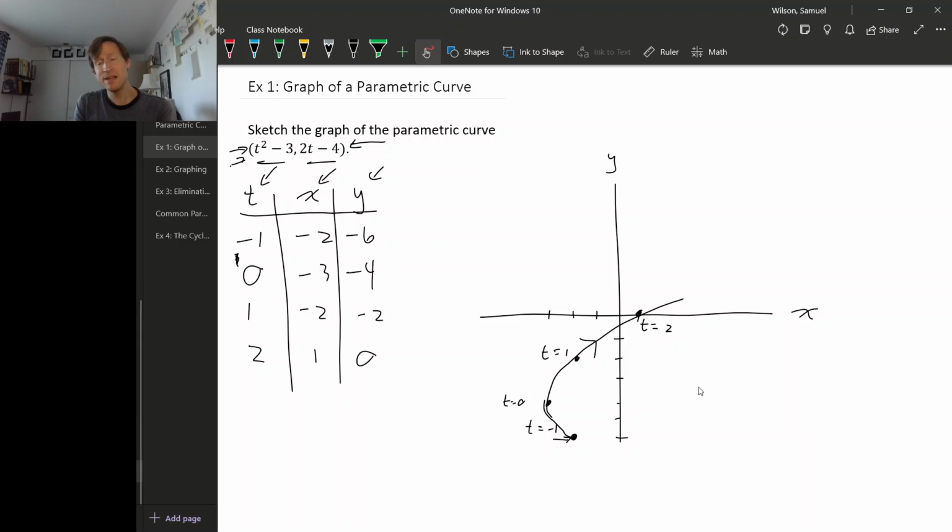So the idea here is that we can get some idea of what the graph of a parametric curve looks like just by plugging in points. Of course, plugging in points is not the most efficient way to get an idea of what the graph looks like, so we'll have to come up with other tools to understand what curve a parametric curve traces out.